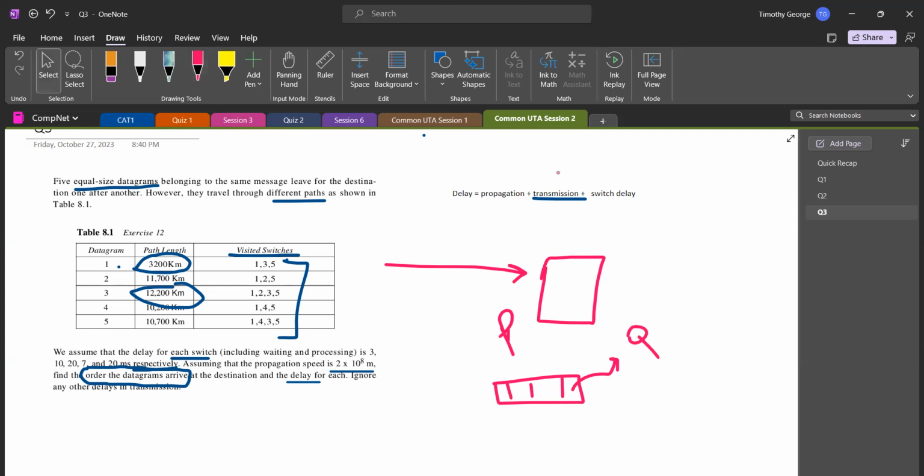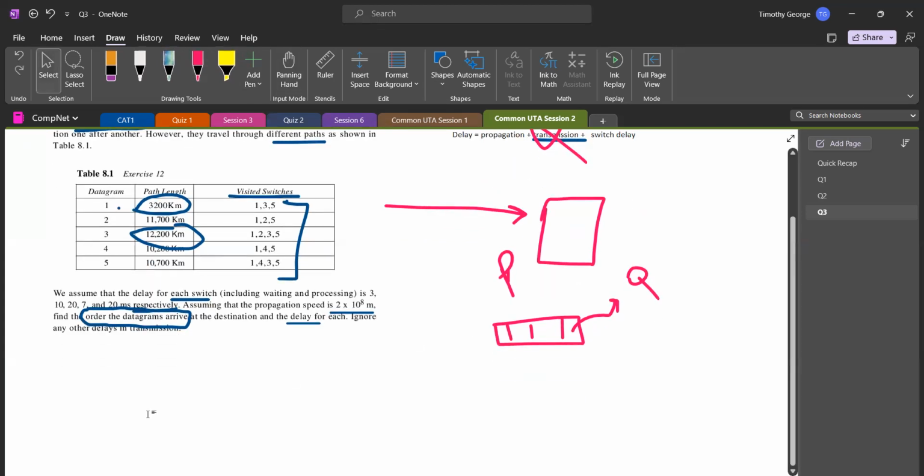So we are asked, we don't need to calculate transmission delay, but we need to calculate propagation delay and switch delay. So it's now actually a very easy question. So let's finish it.